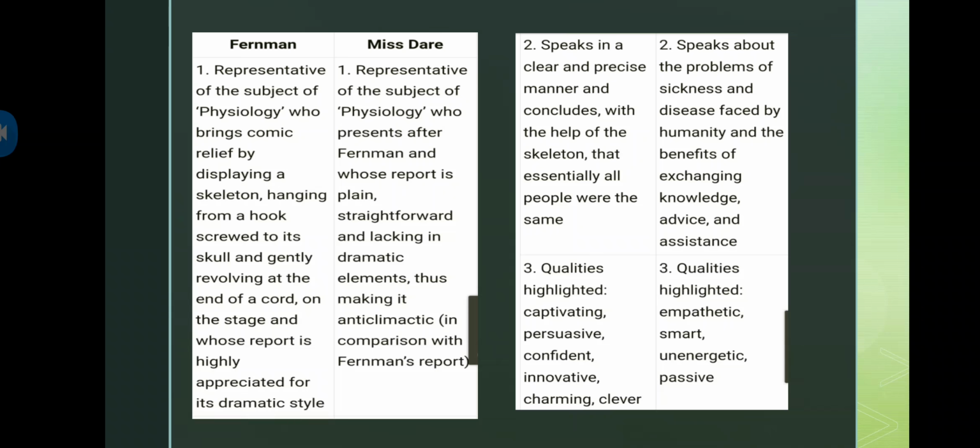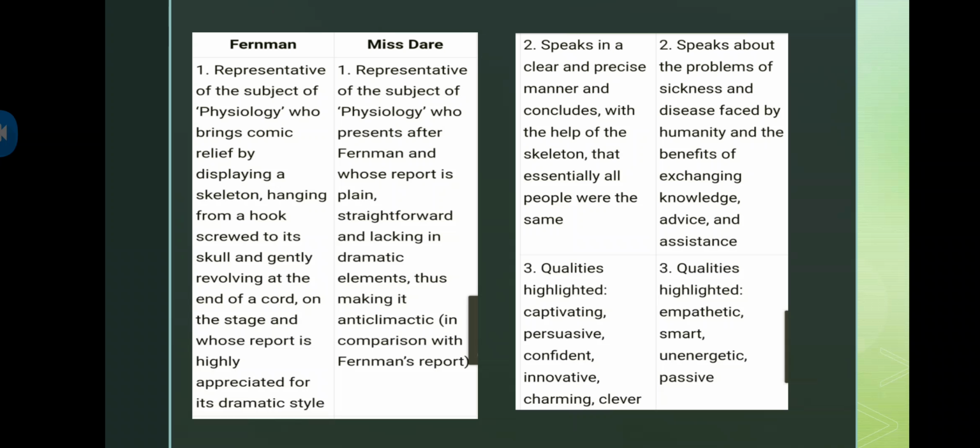Now what were the differentiations, or the different characteristics of these two characters? So Furman was the representative of the subject of physiology, who brings comic relief by displaying a skeleton hanging from a hook, screwed to his skull and gently revolving at the end of a cord on the stage, and whose report is highly appreciated for its dramatic style.